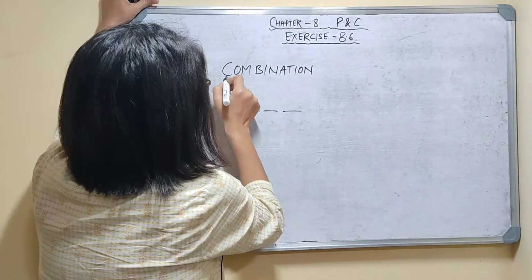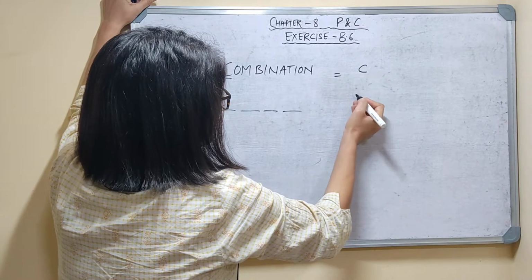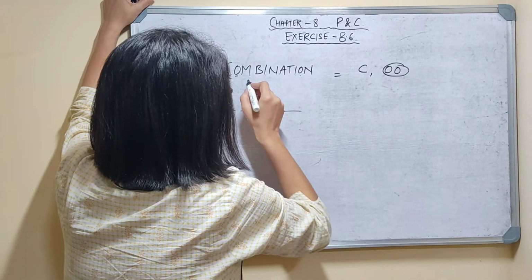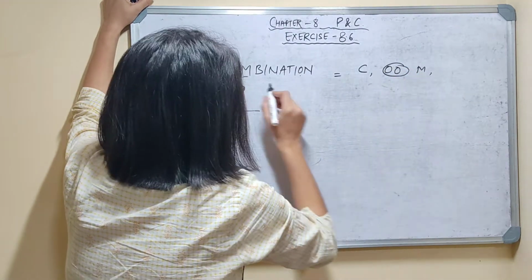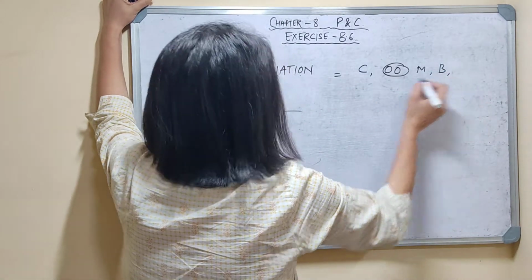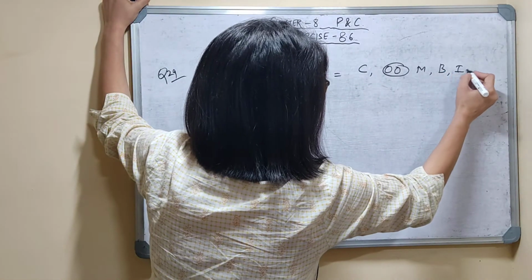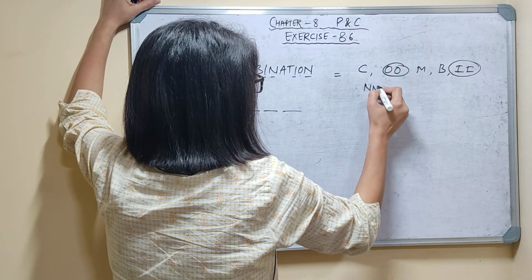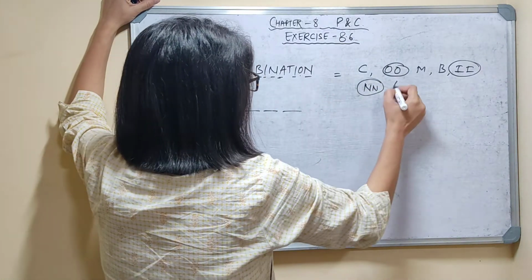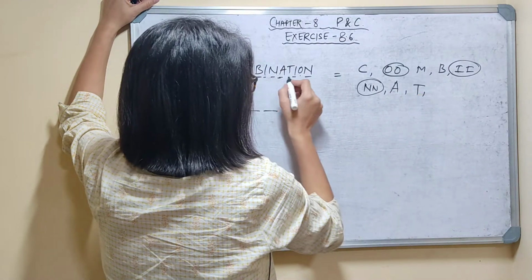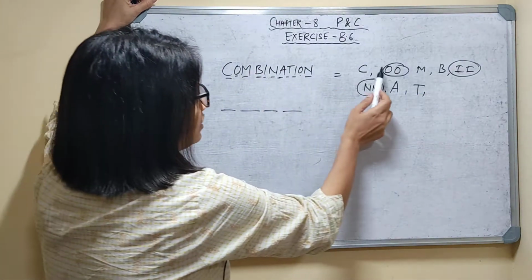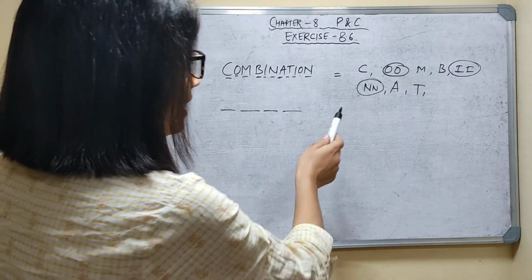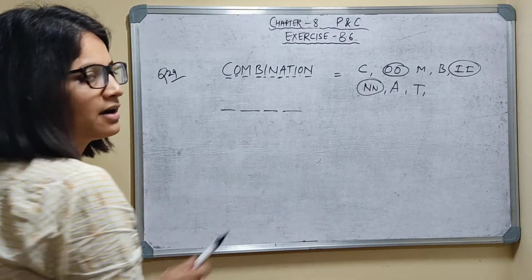First I'll write C, only one time. O, two times. M, one time. B, one time. I, two times. N, two times. A. P. So 1, 2, 3, 4, 5, 6, 7, 8, 9, 10, 11. Total how many letters are there? 11 letters. You have to make a four-letter word.